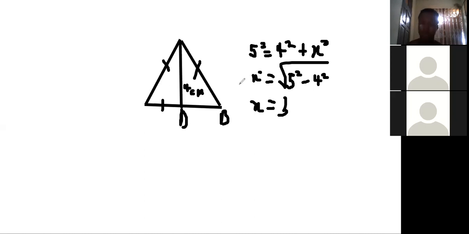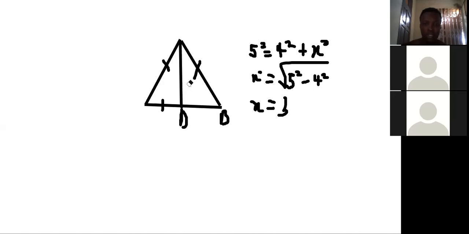So for instance, if the question reads that the length of the side of an equilateral triangle is 10 cm, find the height of the triangle. The length of the sides are 10 cm. Find the height of the triangle. We don't know this height.